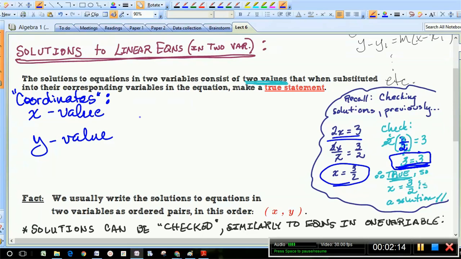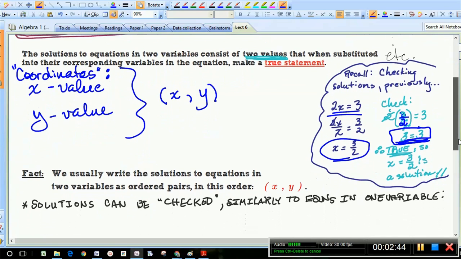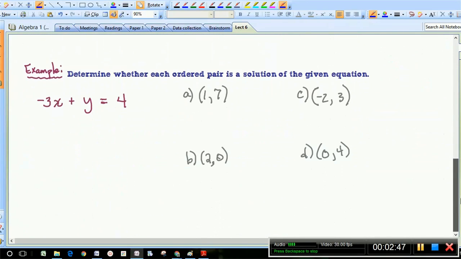And so we usually give them together as the solution. We write it as an ordered pair with the x value first and the y value second. The way you can remember which one goes first is alphabetical order. X comes before y. So keeping it in alphabetical order is a good rule of thumb. Okay, so that's what I have down here. So let's look at an example where we can verify something as a solution.